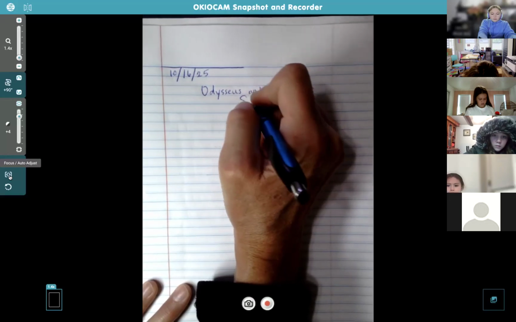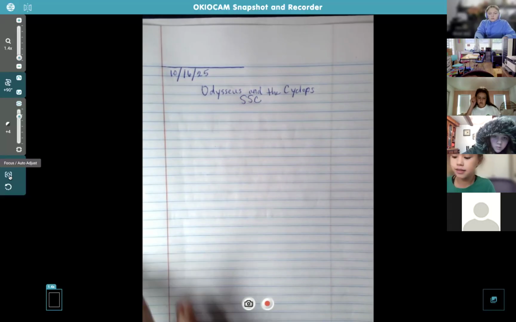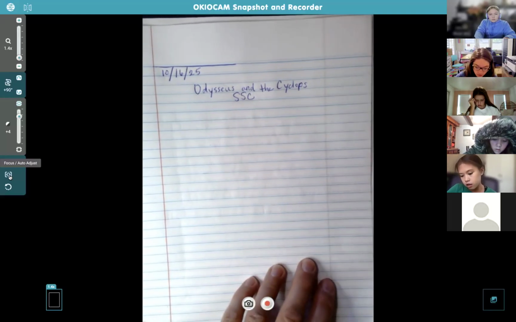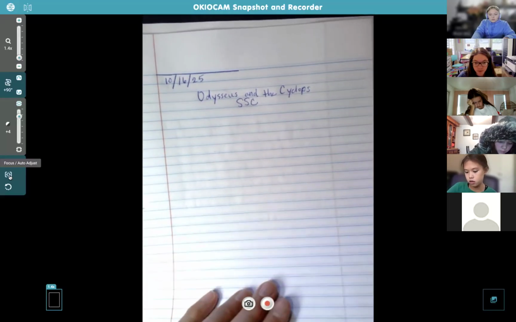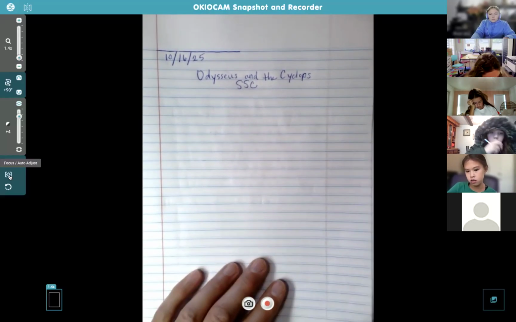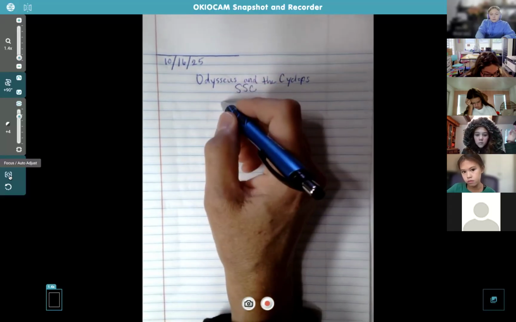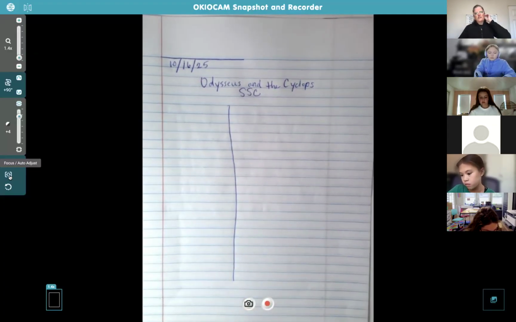And we're going to build an SSC, which you guys already know now is a story sequence chart. When you're writing a story like this, that's fiction, a made up story, there are parts that we need to include in a certain sequence or order. So skip a line, and the first step is going to be to draw a line down about that far. Obviously, mine's crooked. That's okay.